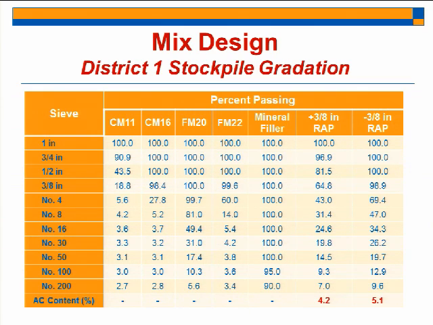These are the stockpile gradations. The two columns on the far right show the extracted gradation of the RAP. We got RAP in two stockpiles, I mean in two gradations, plus 3/8-inch and minus 3/8-inch RAP. And 4.2 and 5.1 are the AC contents of this RAP. This is for District 5. We have some differences. For District 1 we have 4.2 and 5.1. For District 5 we have 3.9 and 5.5 asphalt content.